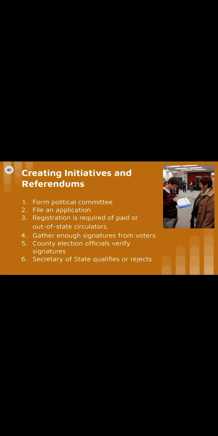After, number 6, you would submit the circulated petitions to the Secretary of State's office by the deadline. And then last but not least, the Secretary of State and various county recorders will process the petitions and determine whether enough signatures were gathered to place the measure on the ballot.